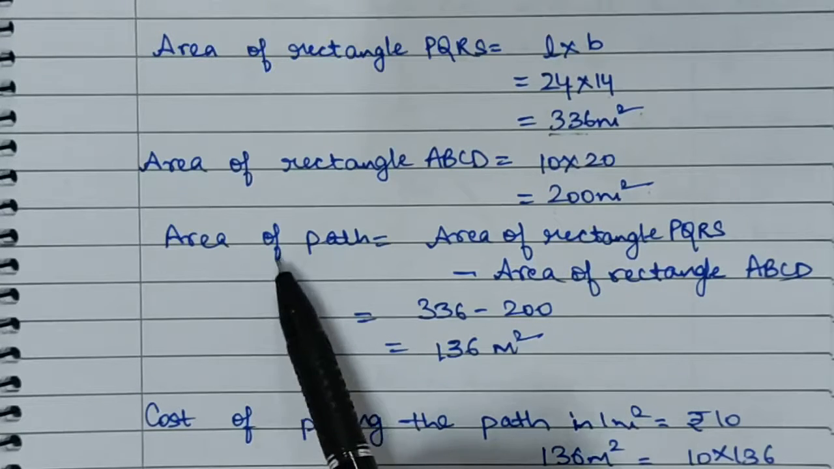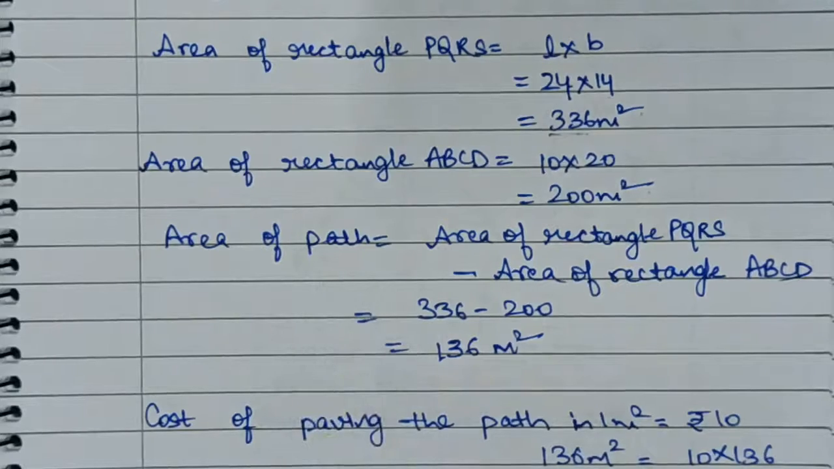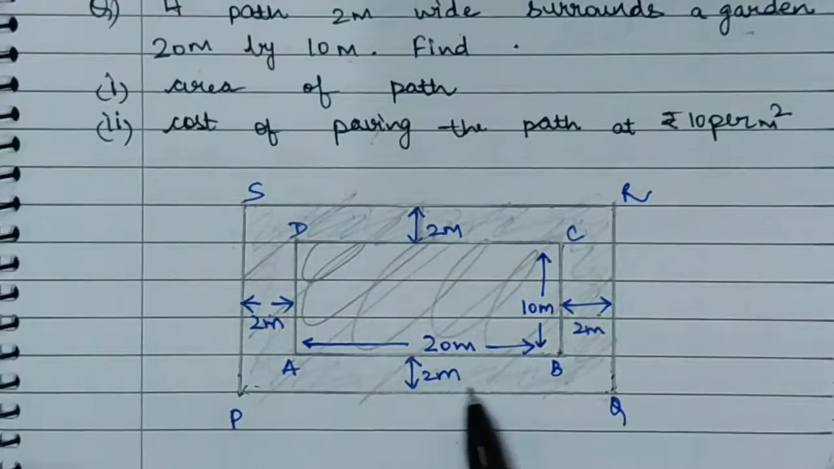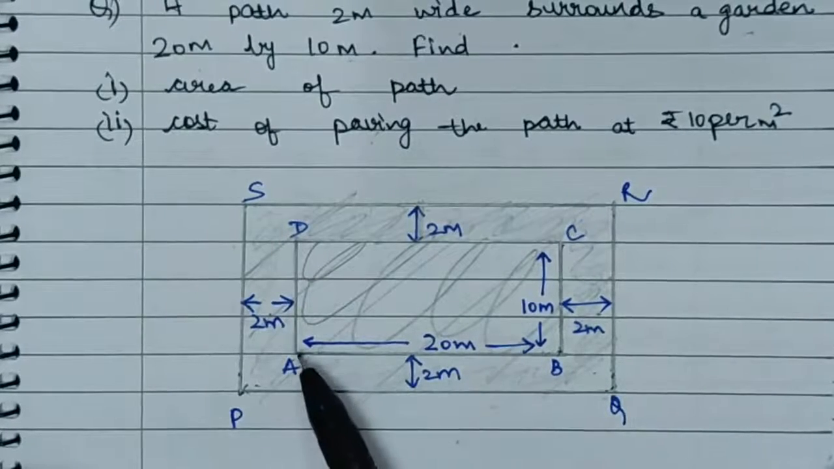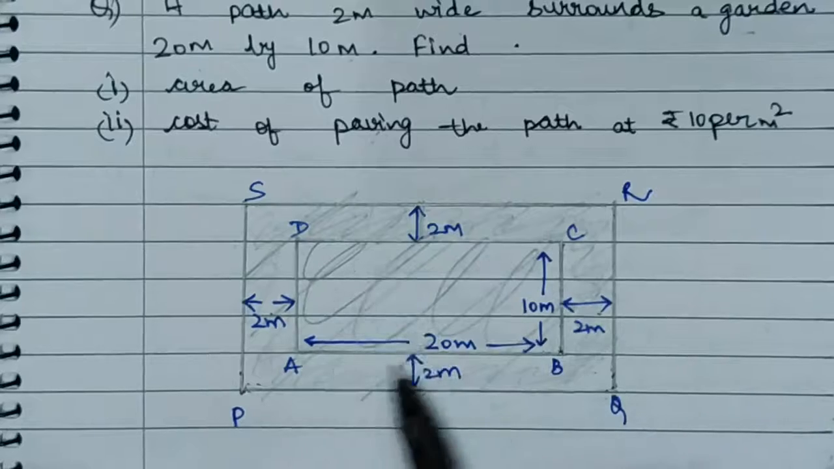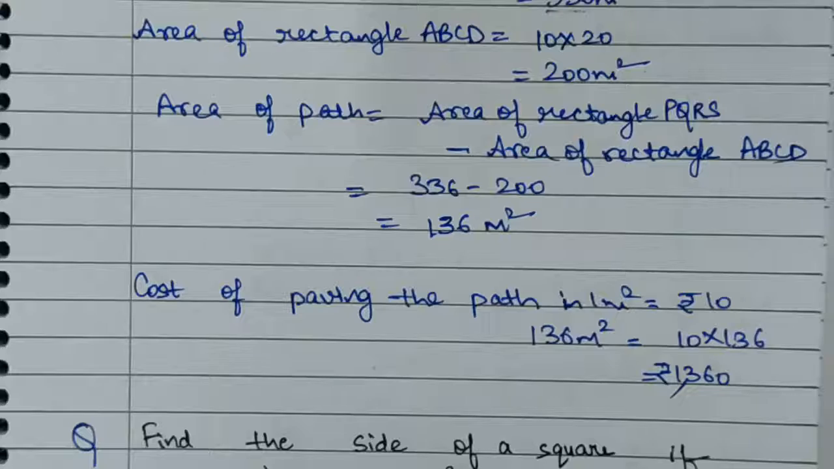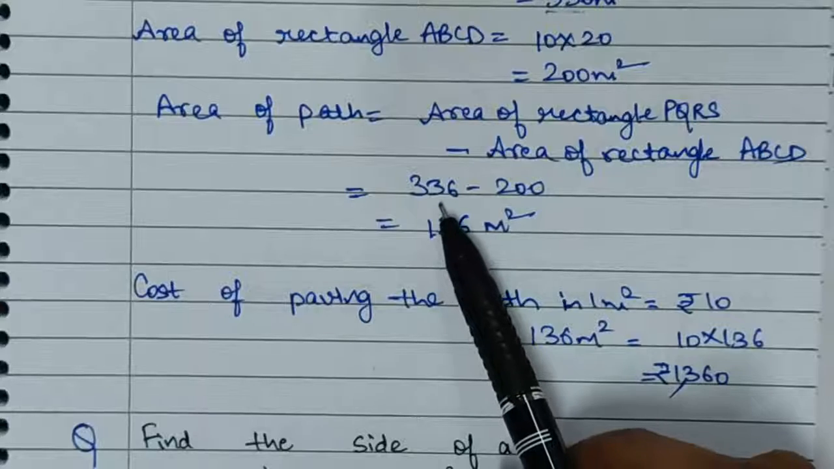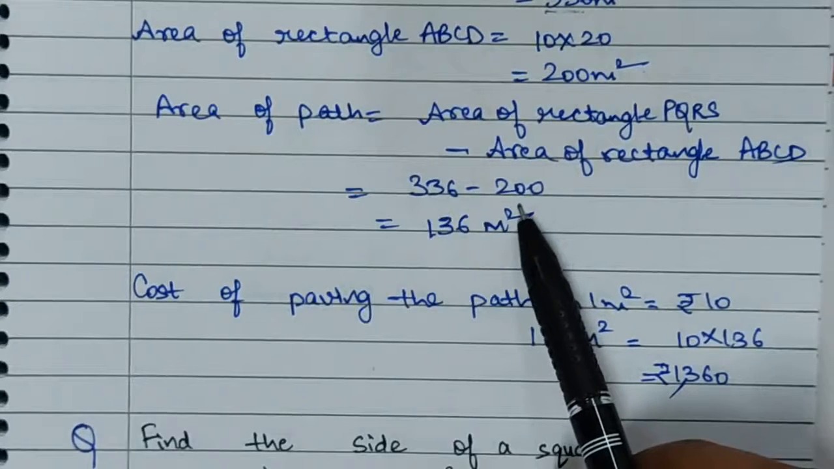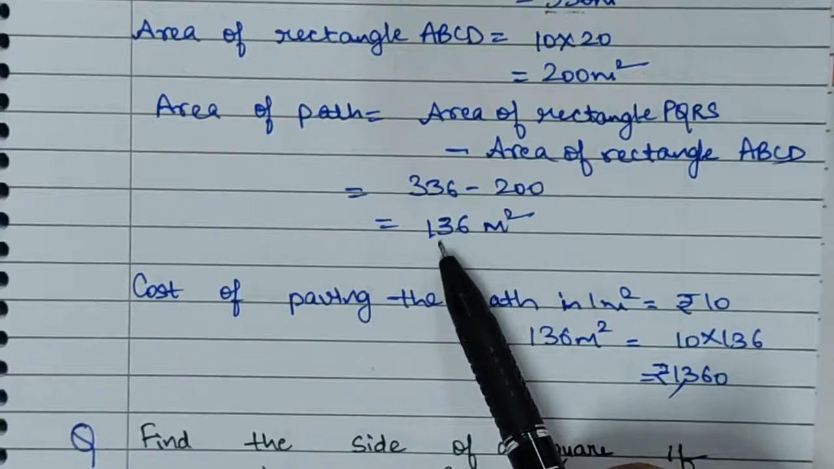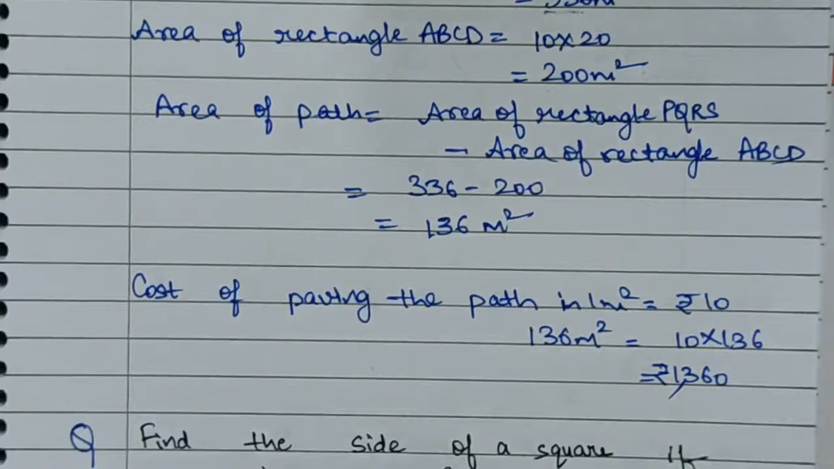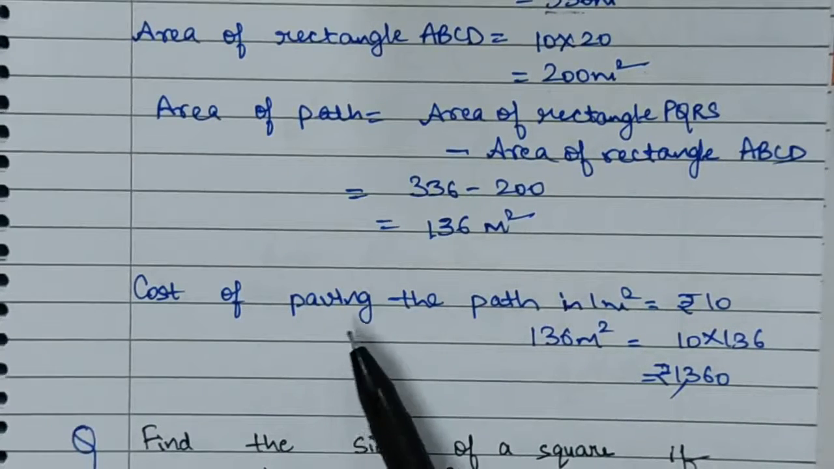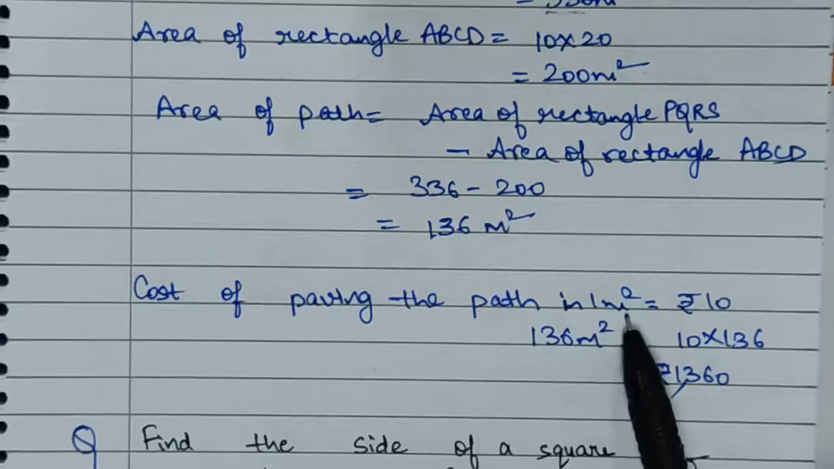So what will be the area of path? That will be area of rectangle PQRS minus area of rectangle ABCD. And we got 336 minus 200 is equals to 136 meter square. Clear? Now children, the cost of paving the path in 1 meter square area is given to you.